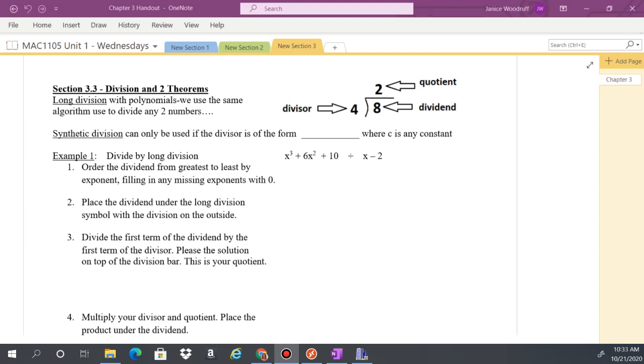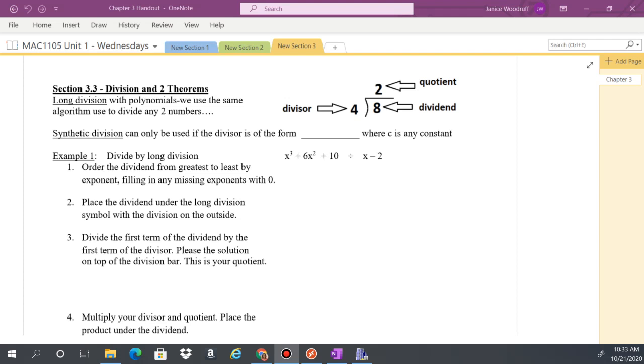Okay, so we're going to start with long division. We remember from long division, we're going to set it up like this, where underneath our division house, we have a dividend of 8. On the outside of it, we have our divisor, and when we divide, we put the answer on top. That's our quotient. Okay, so we're going to use the same algorithm that we use to divide with regular numbers for polynomials.